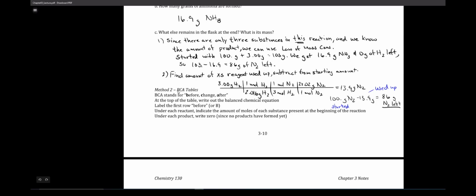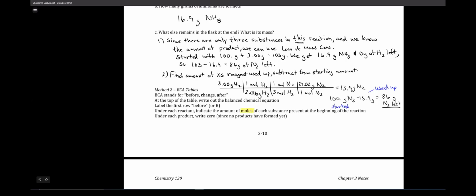Not only that, it will be very useful because what we're going to use right now, called BCA tables, become modified into what are called ICE tables in Chem 140. There's two different types. So this is kind of the getting used to it at first. So BCA stands for before, change, after. And so the way this looks is we write the balanced chemical equation at the top. We have the first row labeled B for before. And then we put the amount of each chemical that's there in moles.